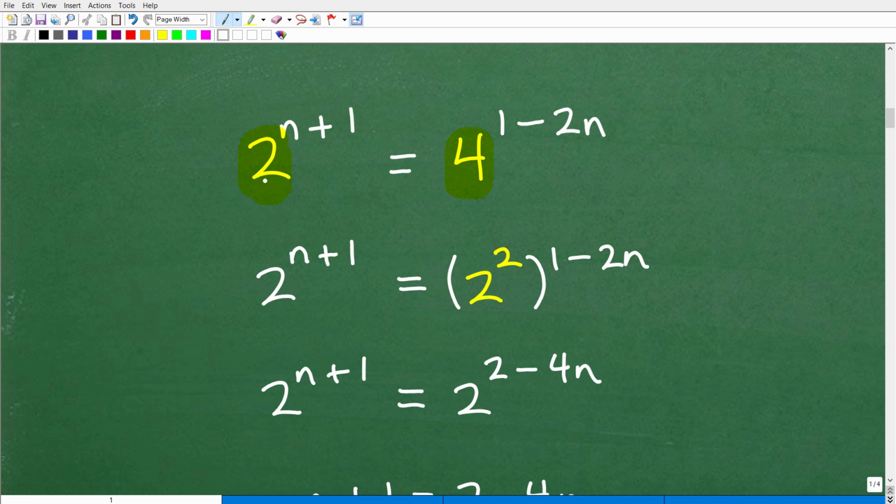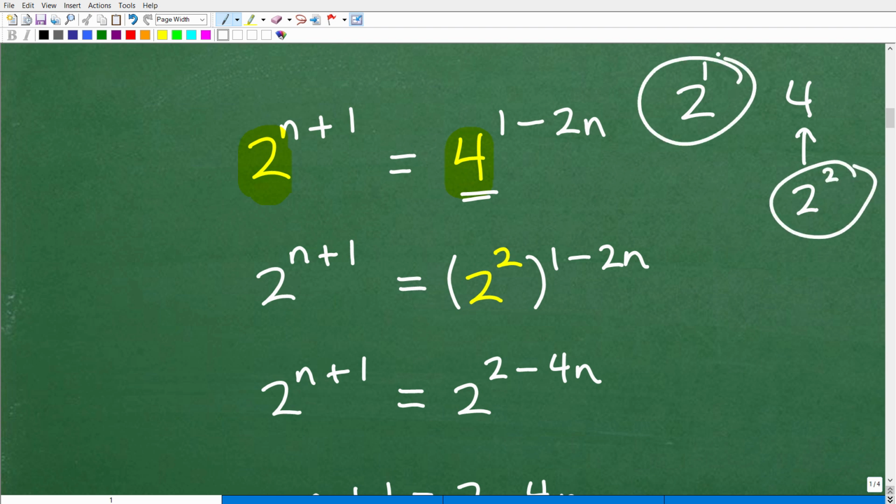And if here I have 2 again, and here's 4, can I write this 4 in such a way where we have the same base? Well, yes. If I have 2 over here, or 2 to the first, and I have 4, well, I could just rewrite 4 as 2 squared. So I have 2 squared here and 2 to the first there. That's going to be the key to solving this problem. So let's go ahead and do that now.